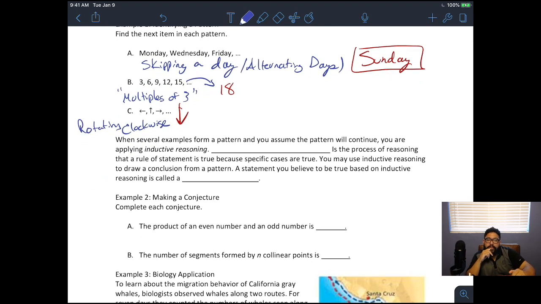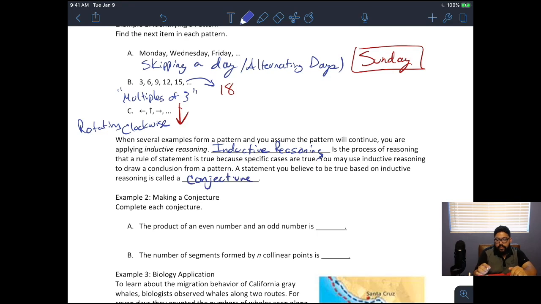Now, a couple of definitions that we have coming up. It says when several examples form a pattern and you assume the pattern will continue, you are applying inductive reasoning. That's this first fill in the blank: inductive reasoning. So inductive reasoning is the process of reasoning that a rule or statement is true because specific cases are true. You may use inductive reasoning to draw a conclusion from a pattern. A statement you believe to be true based on inductive reasoning is called a conjecture.